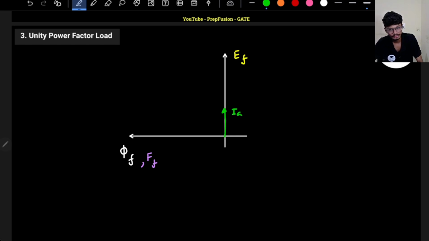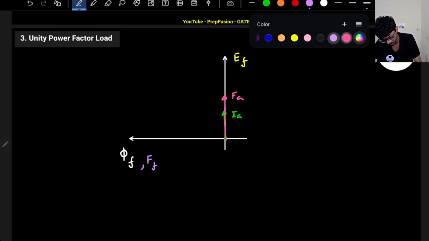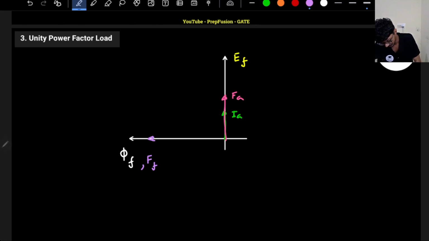So will be my MMF, that is here. That will be Fa. Now, of course, what will be the resultant MMF? Again, the resultant MMF will be the vector sum whenever there are two vector quantities, because it depends on the direction. So we will just add the two MMFs. So here I will have Ff.